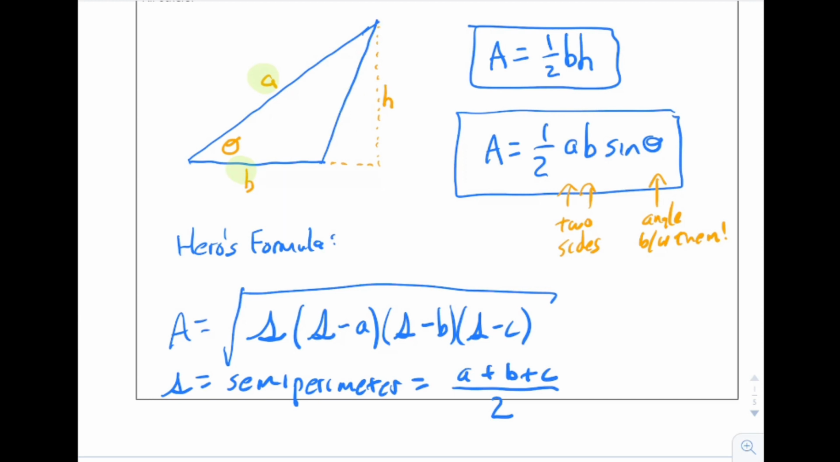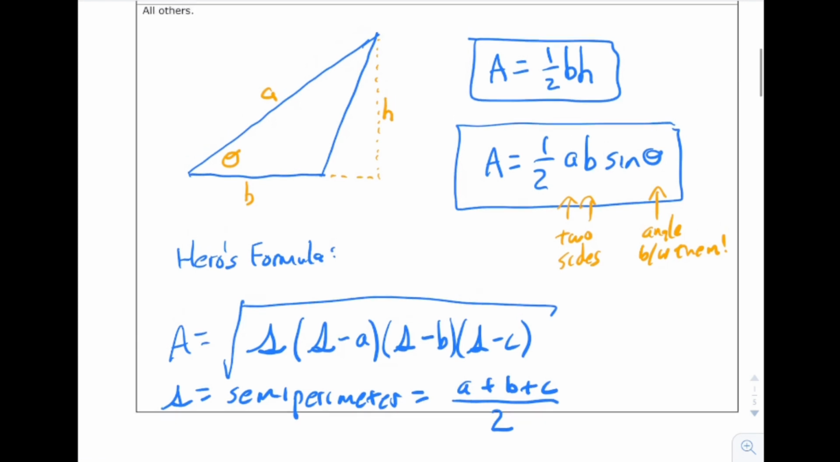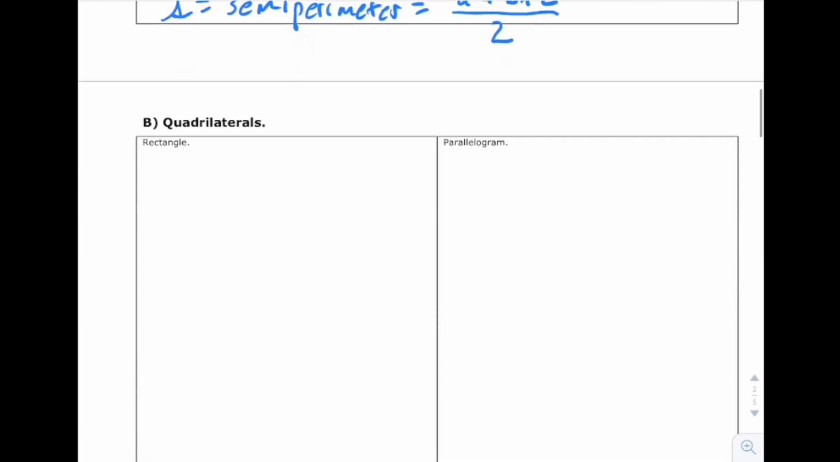If you only know two of the sides and one of the angles or something, then you're probably going to want to use this formula. Or if you're really lucky and you happen to know the actual perpendicular height, then you could use that formula. All angles add to 180. I think that's enough about triangles for now.